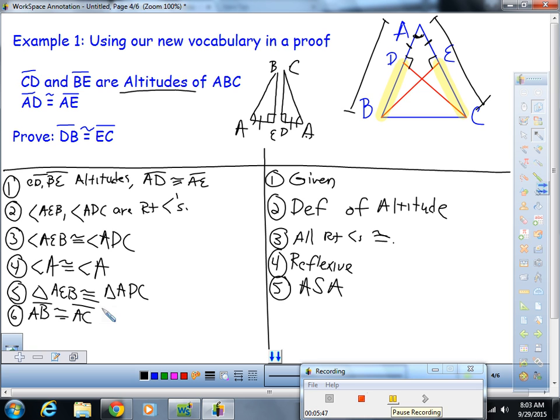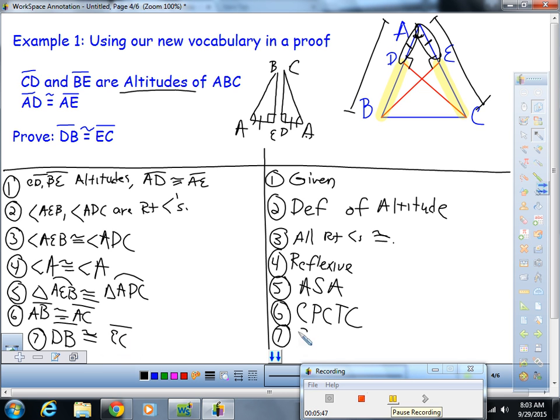AB is congruent to AC. And what allows me to say that? CPCTC. Okay? But hold on. You've got two big segments that are congruent, and we already know that the little parts of those segments are congruent. So how can we say that DB is congruent to EC? Very good. And our final step will be DB is congruent to EC, and my reason is segments subtraction.